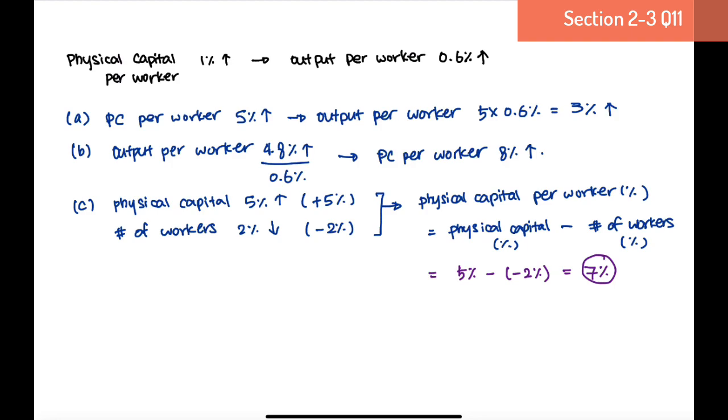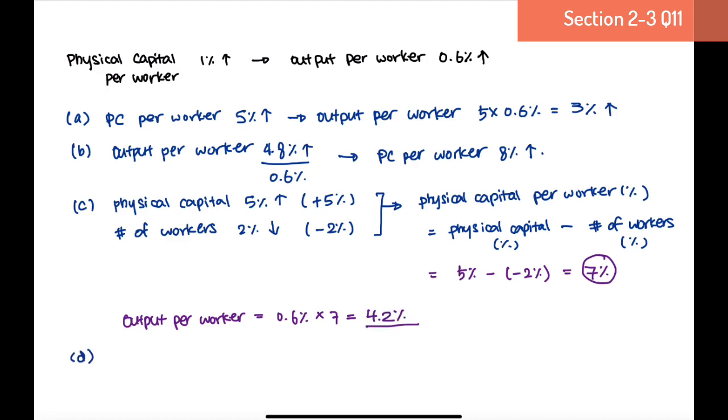Now the question is, in this case, how much would output per worker increase? We know that for each percentage point of increase that we see in the physical capital per worker, output per worker rises by 0.6%. So it's just 7 times that. So it's 7 times the 0.6%, which is 4.2%.